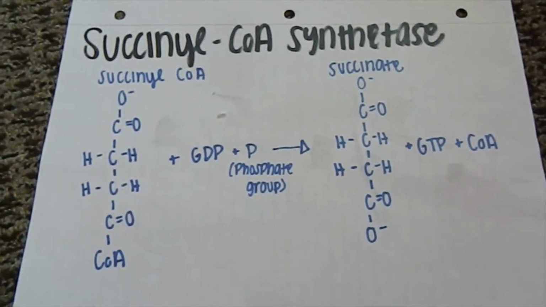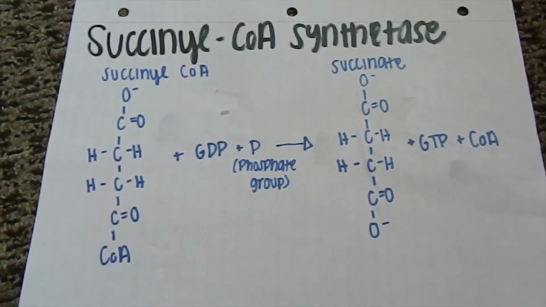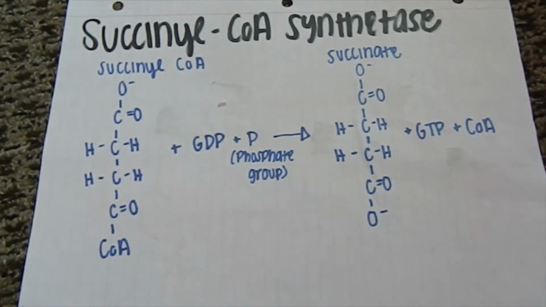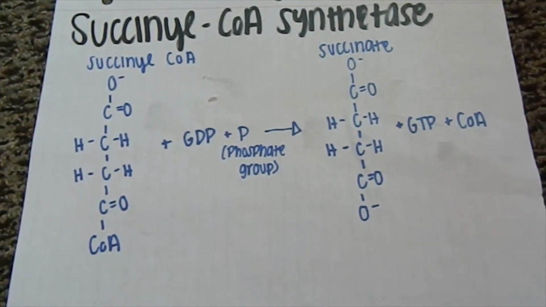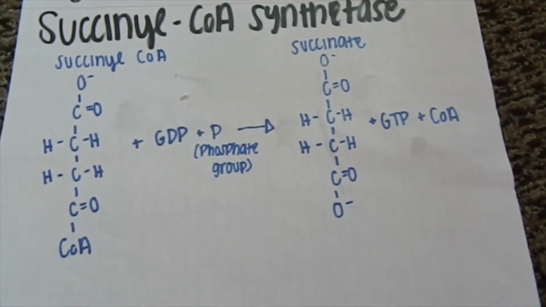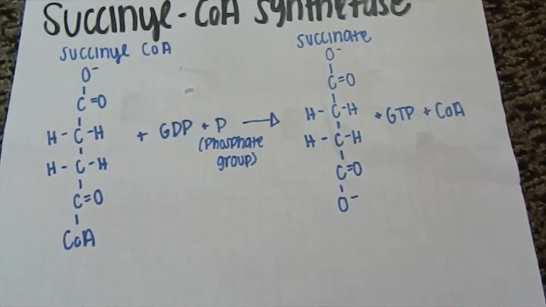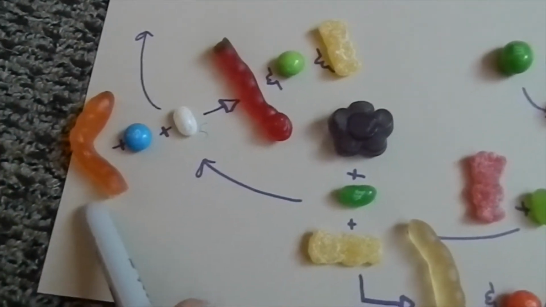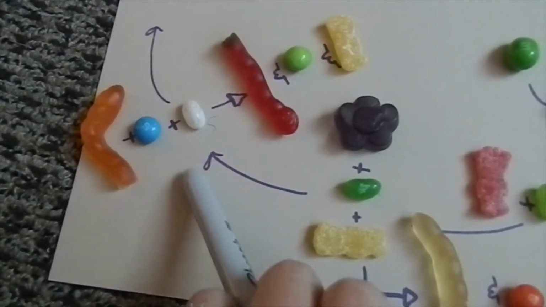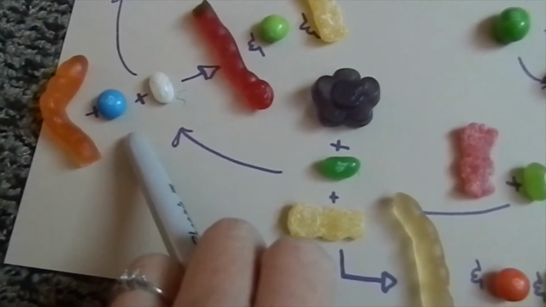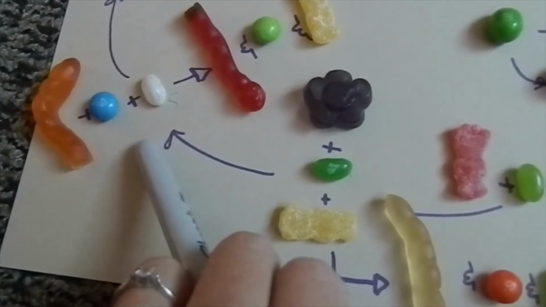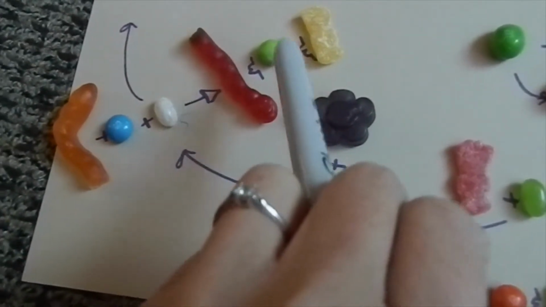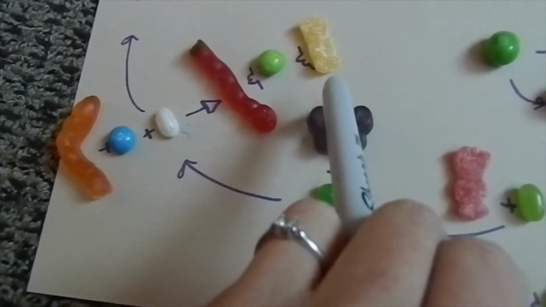In the fifth reaction, GDP or guanosine diphosphate and a free phosphate group join to attack the succinyl coenzyme A to produce an independent coenzyme A and succinate. A GTP molecule is also synthesized in the process. And so in the model, the orange gummy worm represents the succinyl coenzyme A. The blue Skittle represents the GDP molecule, and this is the free phosphate group. They all combine together to produce a succinate molecule, GTP, and an independent coenzyme A.